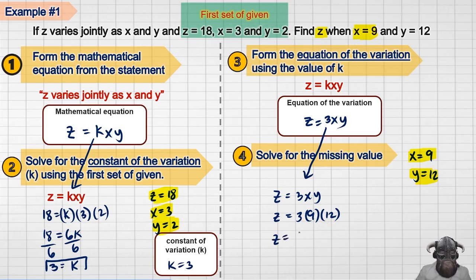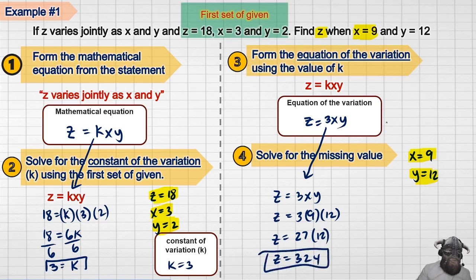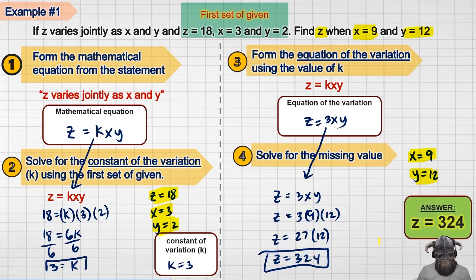So z is equal to, so isa-isahin natin. 3 times 9 will be equal to 27 times 12. Then 27 times 12 will be equal to 324. So the value of z when x is equal to 9 and y is equal to 12 is 324. That's how we use the following steps in solving joint variation.